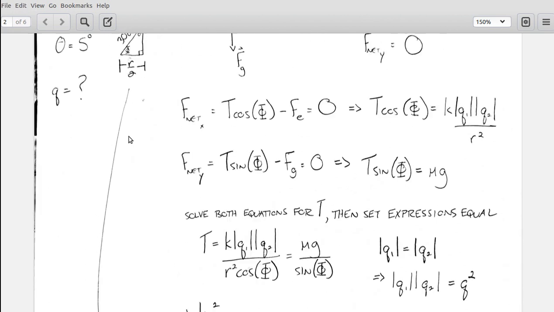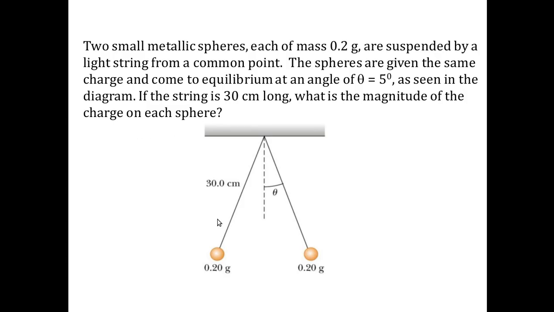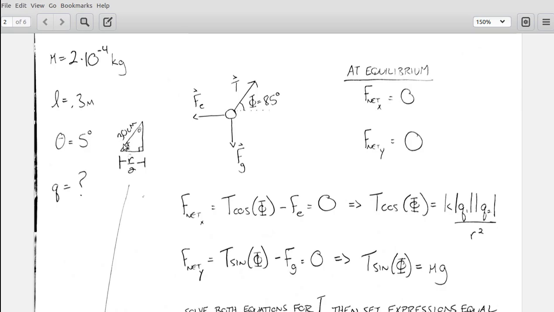So I'm going to come up here and go back to my diagram. R is the straight line distance between these two particles, but I don't know what that is. But when I was looking for this angle that I wanted, this angle phi, I drew a right triangle with a hypotenuse that was equal to the length of the string. So now I've got this angle. I've also got this angle, which I could still use, but I've got this angle phi, and I've got the hypotenuse of this right triangle.